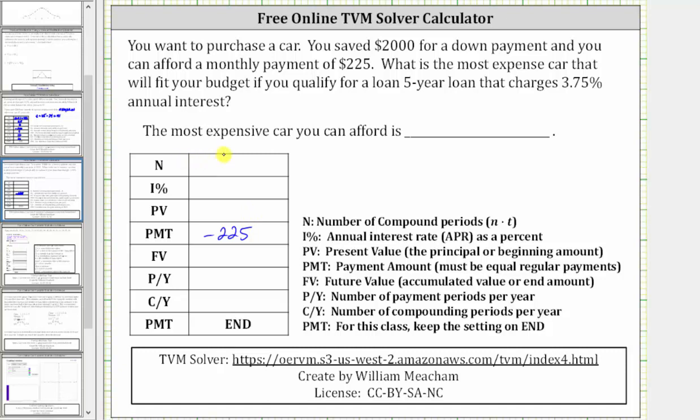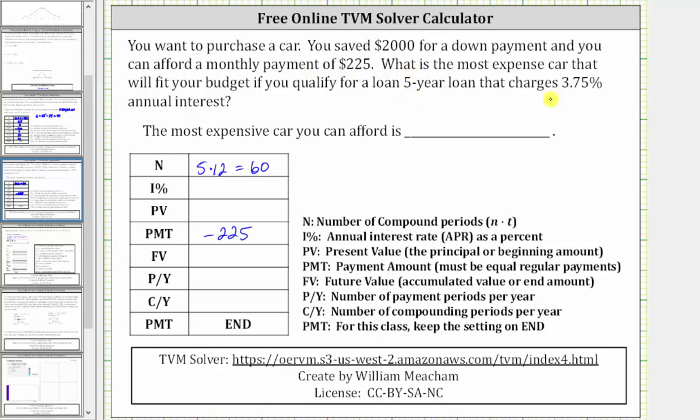Capital N is the total number of compounding periods, which, because you are paying monthly, we assume the interest is compounded monthly over the 5-year period, and therefore capital N is the number of years times the number of months in 1 year. 5 times 12 is equal to 60. Again, there will be a total of 60 payments of $225 paid monthly over 5 years.